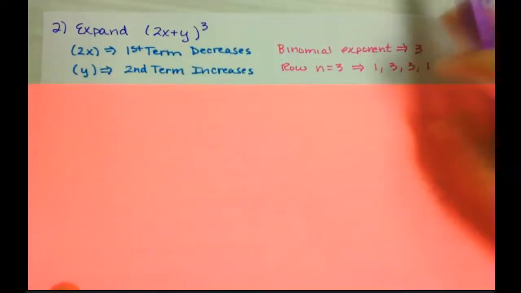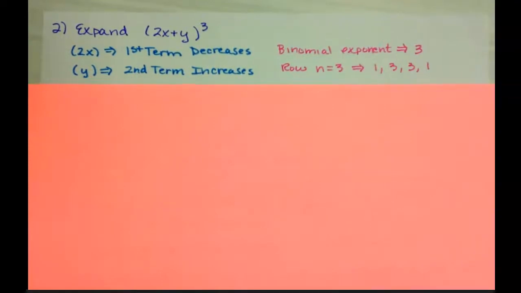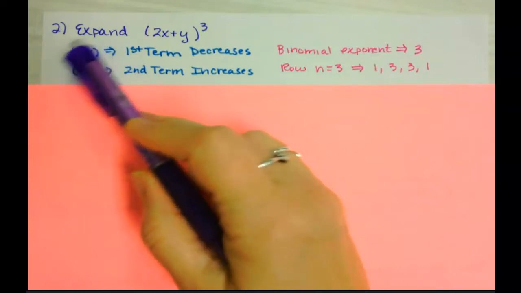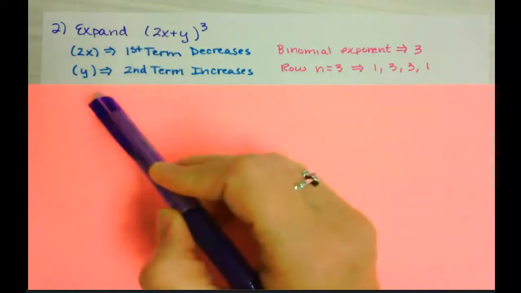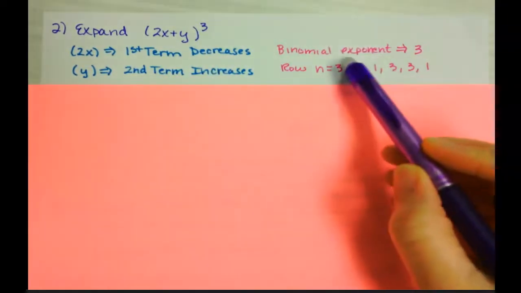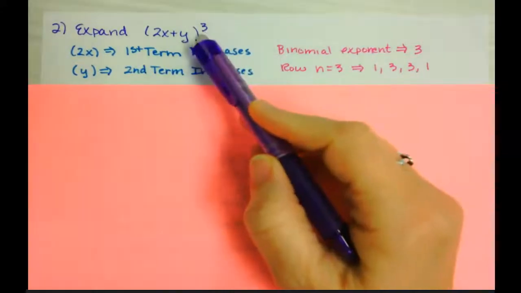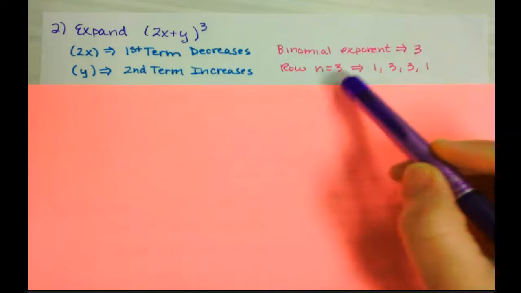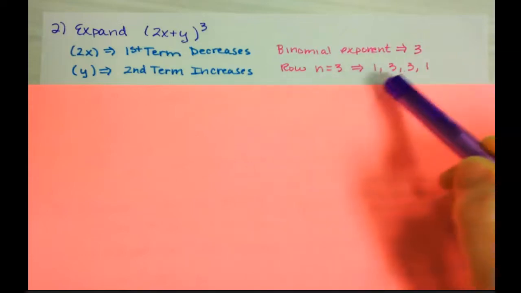The first thing I'm going to do in the notes is make sure everybody's on the same page. This is my first term, and remember, I'm putting parentheses around the whole thing. And this is my second term. The first term is going to be decreasing, the second term is going to be increasing. Then I want to know the binomial exponent, that's this part right here. That's a 3, so I know I need row n equals 3 from Pascal's triangle, which is 1, 3, 3, 1.